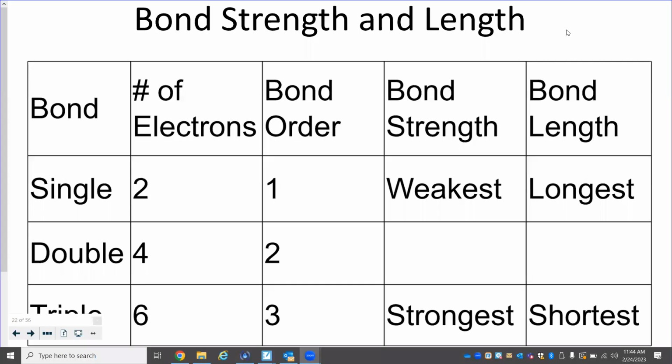So just to summarize, a single bond, we said, is sharing 2 electrons. This is always the first one that forms. It is the longest and therefore the weakest. A double bond can form next if needed. That shares a total of 4 electrons, and it gets a little bit stronger, but also a little bit shorter. Whereas a triple bond is the shortest of the 3. That's sharing a total of 6 electrons, and it is the strongest.